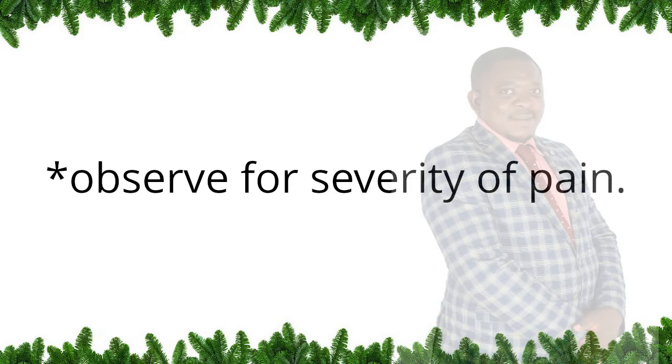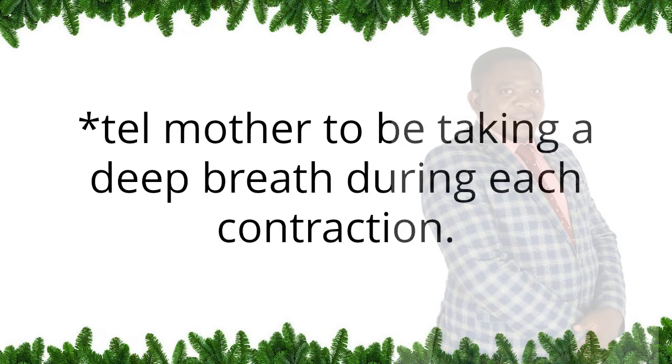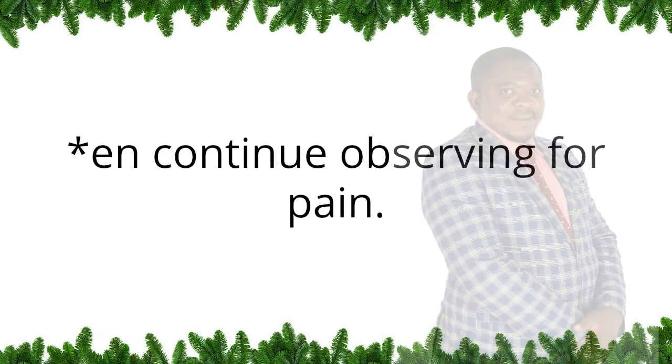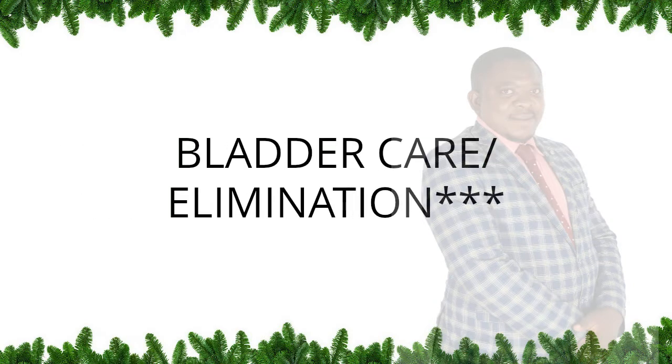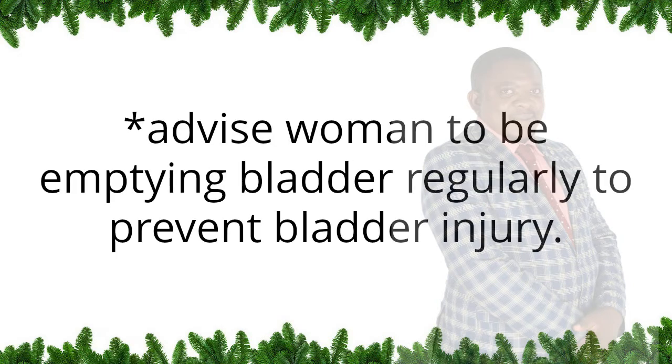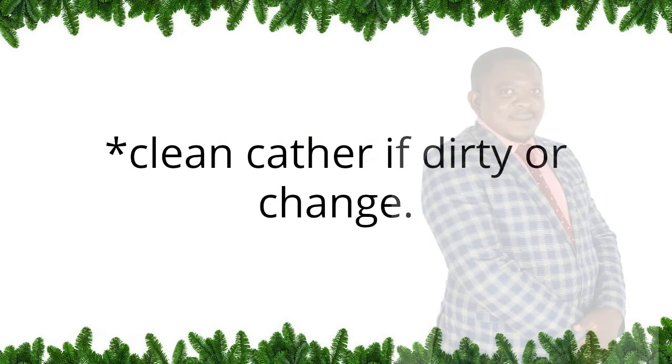Pain management. Observe for severity of pain. Give analgesics. Tell the mother to take a deep breath during each contraction, and continue observing for pain. Rest. The woman needs rest to reserve energy required for pushing. Bladder care and elimination. Advise the woman to empty her bladder regularly to prevent bladder injury. If unable, then catheterize the woman to drain, as a full bladder may prolong labor. Clean the catheter if dirty or change it.